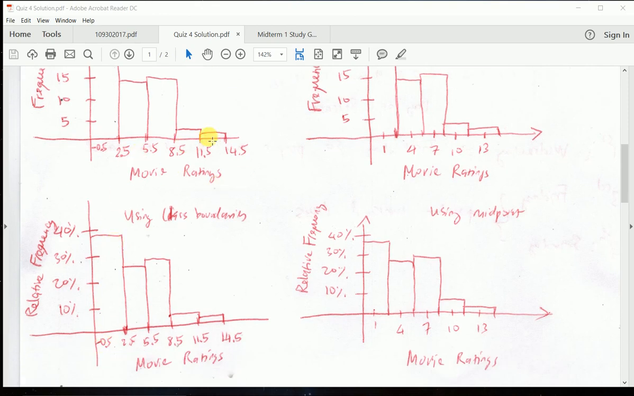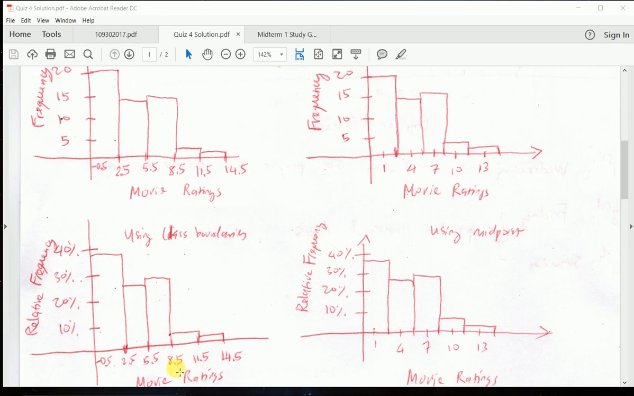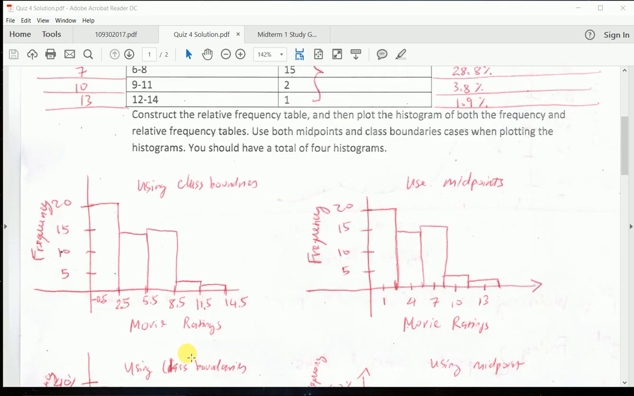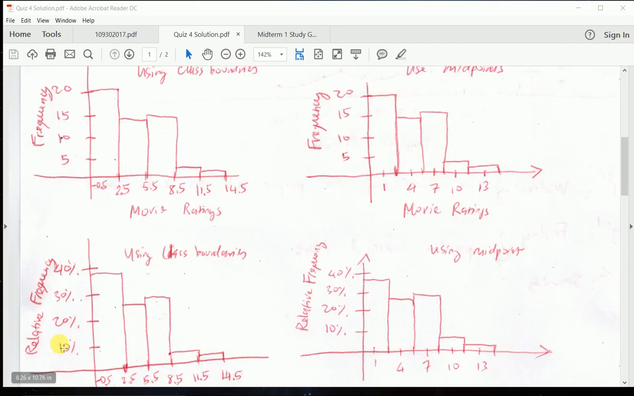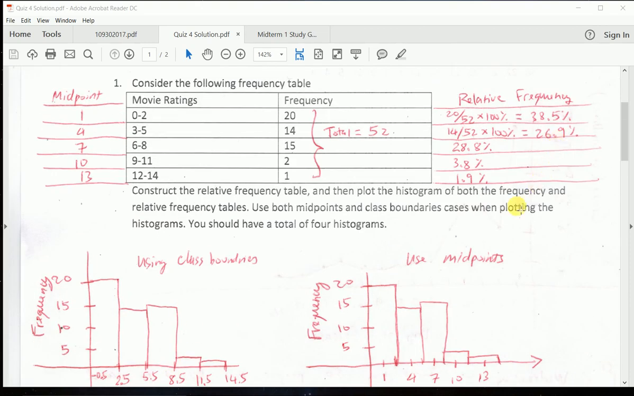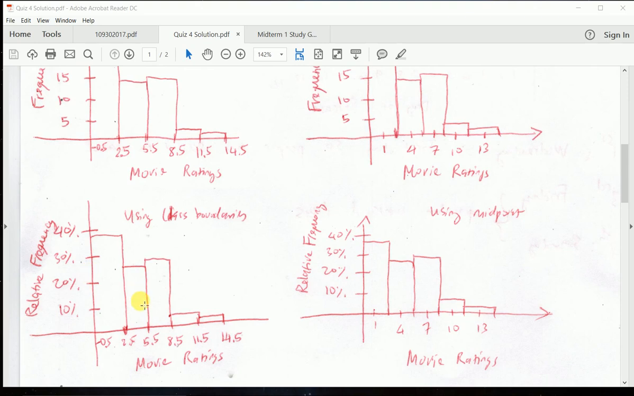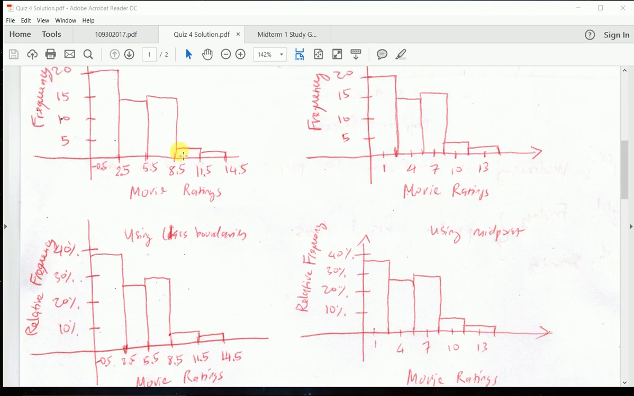Using the same class boundary, negative 0.5, 2.5, the same thing here. I know that the first class is 38.5, so it goes up close to 40. The second class is 26.9, so now I draw the second bar around 26.9 around here, and then the rest is exactly the same.